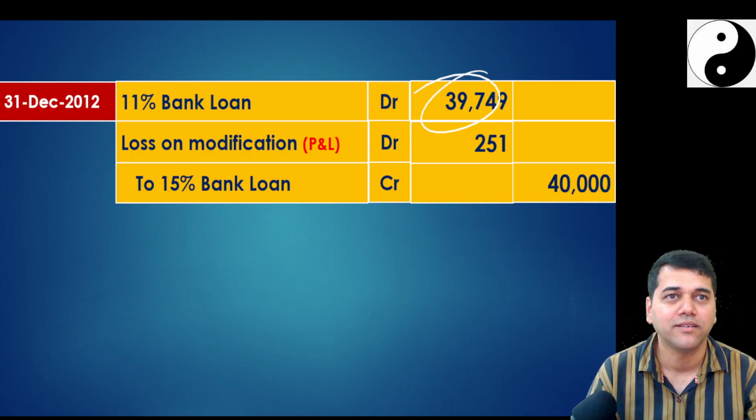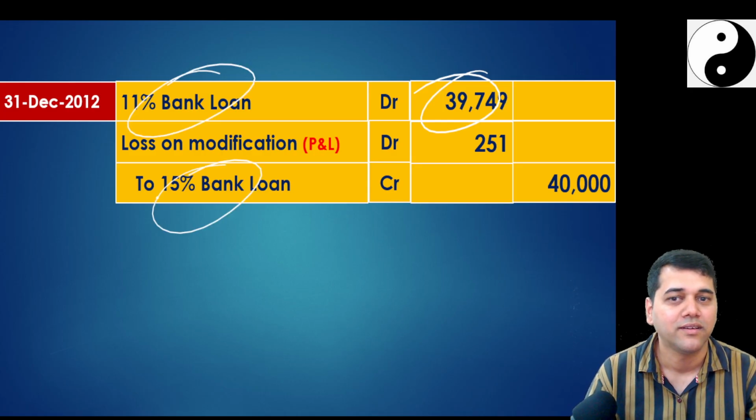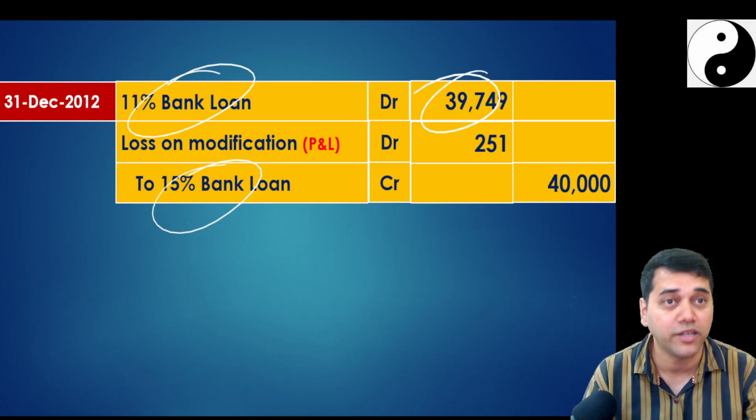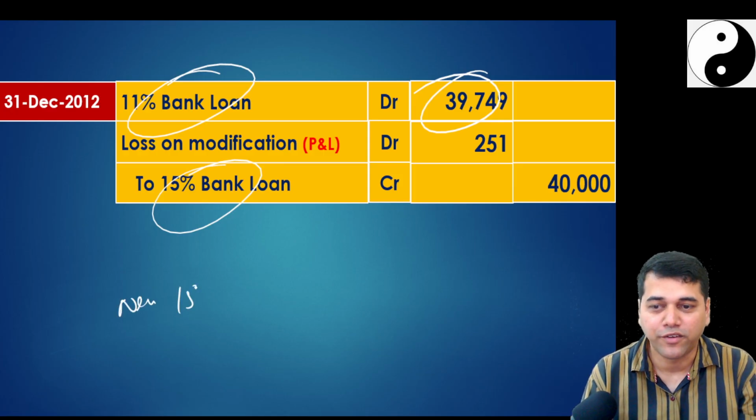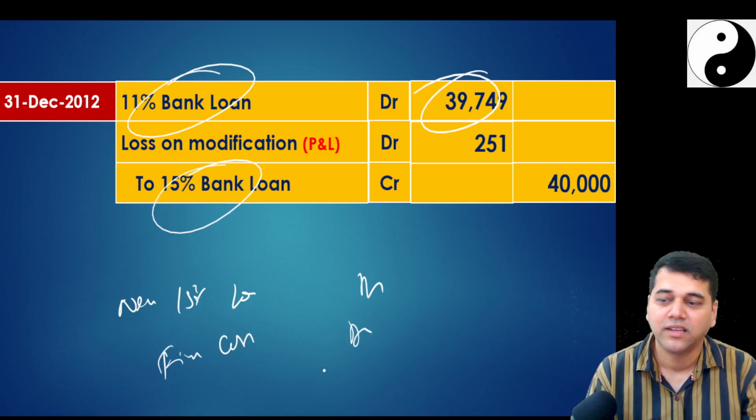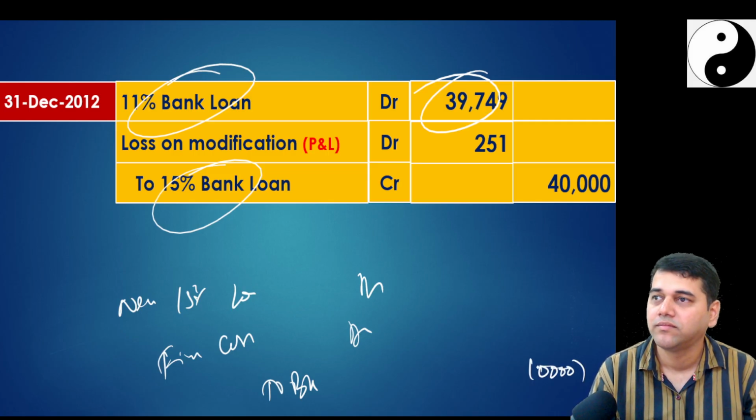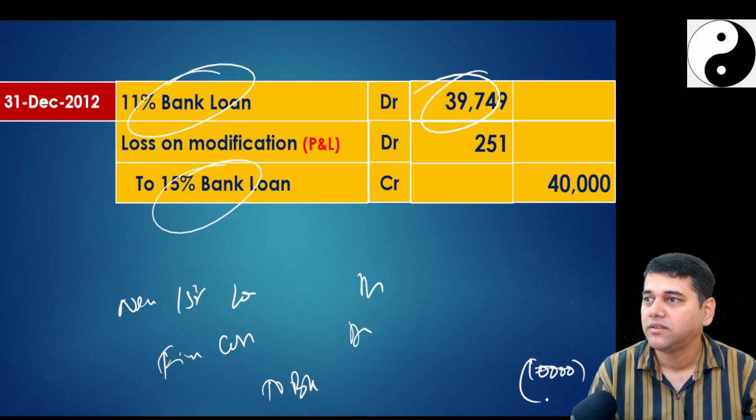This is the new loan. No, this is the old loan. 15% loan account, I'm sorry. New loan account debit. Okay, 15% loan account debit. How much? And then tell me the entry: finance cost account debit to bank. How much? Bank is how much? 10,000. Where do you find this?